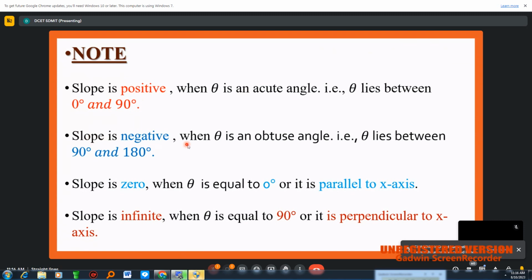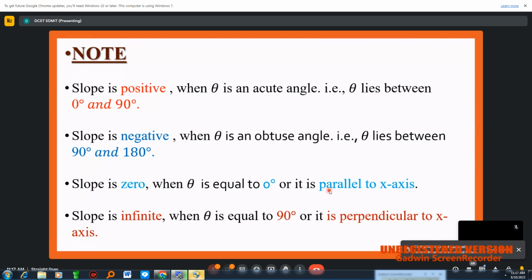Slope is negative when theta is an obtuse angle. Obtuse angle is nothing but an angle which lies between 90 and 180. So if the angle is acute, then we get the slope positive. If the angle is obtuse, we get the slope as negative. And if the angle is 0 degree, then we get the slope as 0.